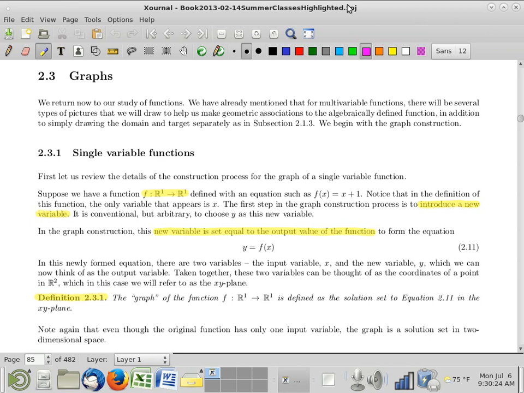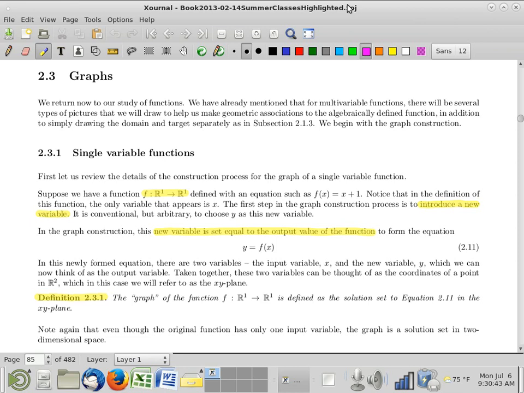So now I want to talk about how to use those tools in different ways, importantly different ways, to come up with pictures representing functions. So our goal here is not to represent equations. Our goal is to represent functions. Keep in mind, these are different things, right?